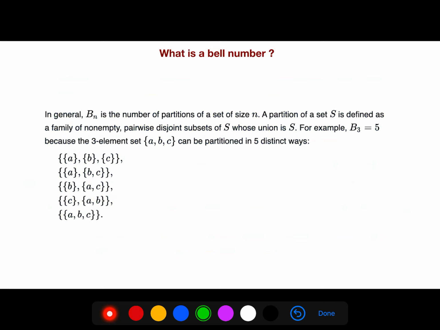But what is a Bell number? The Bell number B sub n is the number of partitions of a set of size n. A partition of a set S is defined as a family of non-empty pairwise disjoint subsets of S whose union is S.